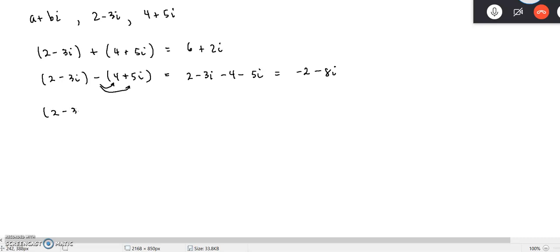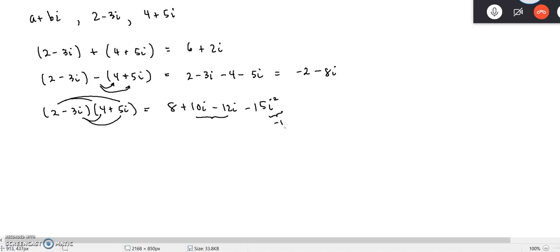Multiplying them, 2 minus 3i times 4 plus 5i, you're just going to FOIL this out. We're already familiar with that. So we're going to have 8 plus 10i minus 12i minus 15i squared. And then we can collect like terms just like we would if these were x's. The FOIL part works the same, the biggest difference now is that we can simplify i squared to be negative 1.